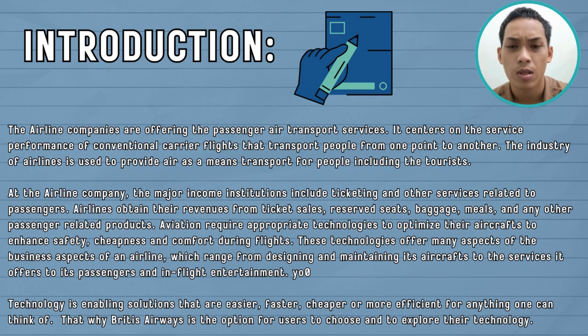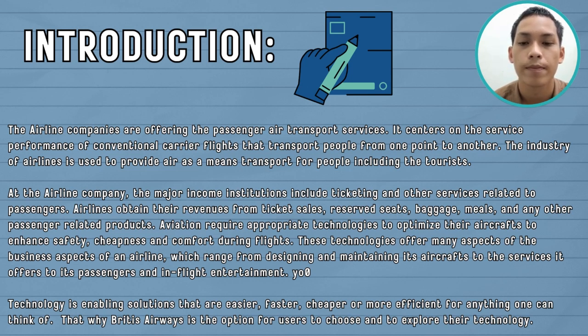Aviation requires advanced technology to optimize aircraft to enhance safety, cost efficiency and comfort during flight. This technology supports many aspects of an airline's business, ranging from designing and maintaining its aircraft to the service it offers to its passengers and in-flight entertainment. Technology is enabling solutions that are easier, faster, cheaper, or more efficient for anything one can think of. That's why British Airways is the option for users to choose and to explore their technology.